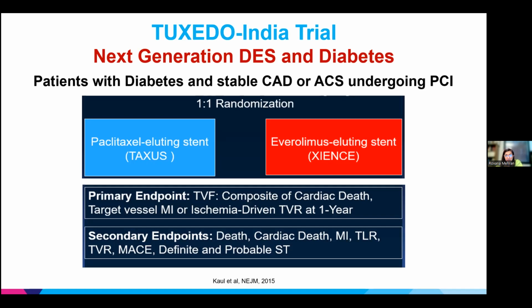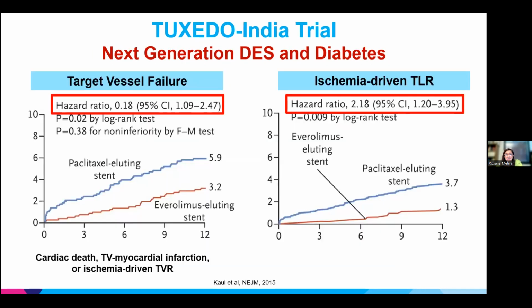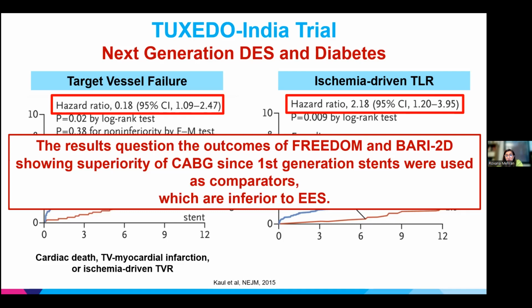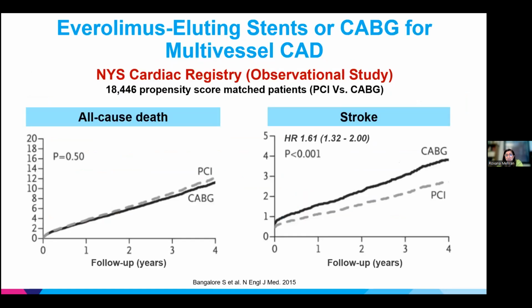And here in the TUXEDO trial with the second generation DES Xience versus Taxus, there was a significant improvement in target vessel failure and target lesion revascularization. Most of this due to less restenosis, as we would expect. We also know that Xience stent, this particular generation drug-eluting stent, has been associated with very, very low stent thrombosis rates. So should we now go back and question the results of BARI 2D and FREEDOM because we have a better comparator for our drug-eluting stents?